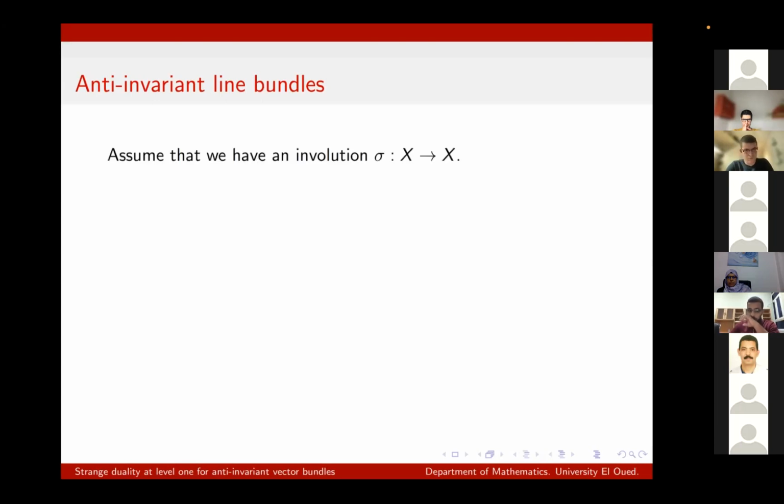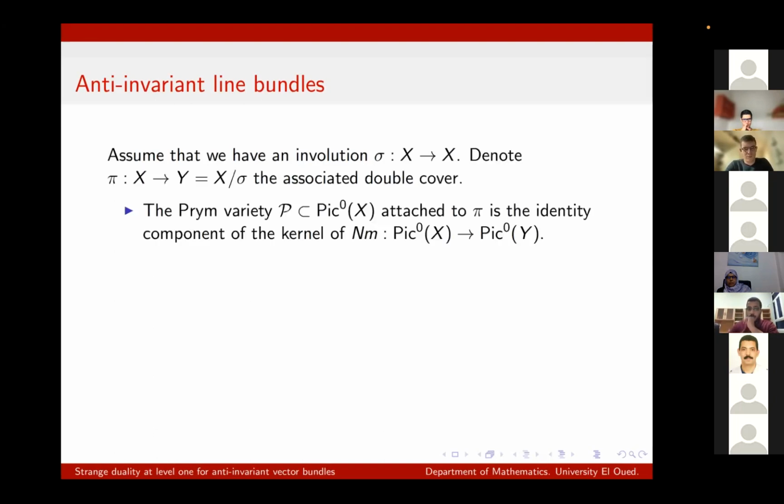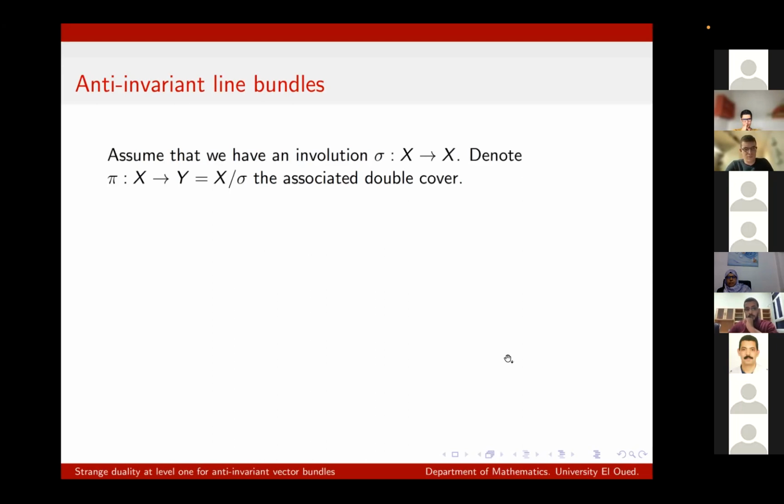Anti-invariant line bundles are line bundles which are anti-invariant for some involution. Assume that we have over X an involution, sigma, that means a map of order 2, sigma squared equal identity, and denote the quotient curve by Y. So we have a double cover here, which may be ramified at some point. That means sigma, there is no condition, may have some fixed point.